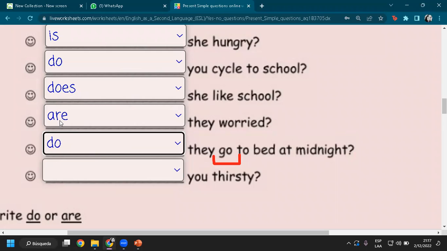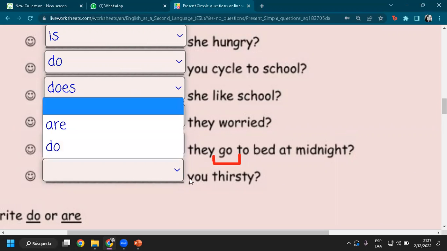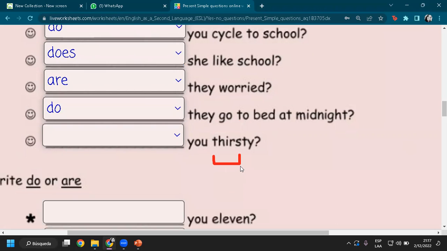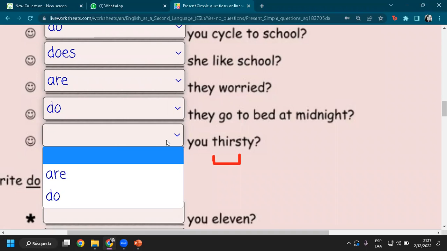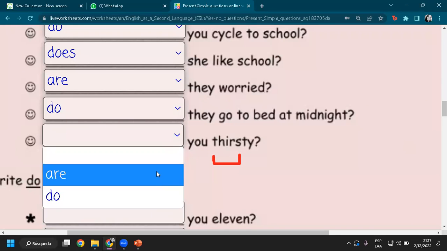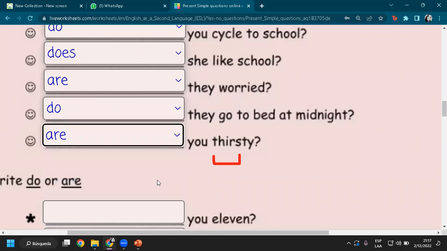Okay. And the last one, thirsty. ¿Qué significa thirsty? Imagine cuando han hecho mucho ejercicio y no han tomado agua. ¿Cómo se sienten? Están sedientos. Exactly. So what will be the sentence here? Are you thirsty or do you thirsty? Do you thirsty? ¿Tengo otro verbo en la oración? Are. That's the one. Are you thirsty?